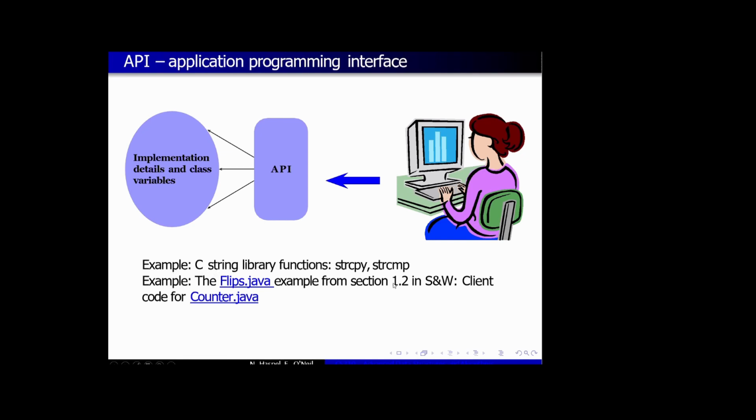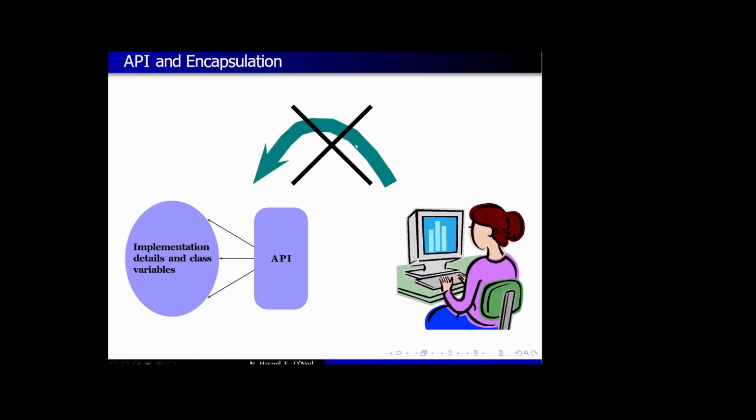And if you go to the beginning of our textbook and look at section 1.2, there's an example of an encapsulated Counter.java that is used by Flips.java. So Flips.java is the client and Counter is the service in this case. So you might review that example. The idea here is that you can't jump over and use the implementation details or the class variables directly. You have to go through the API.